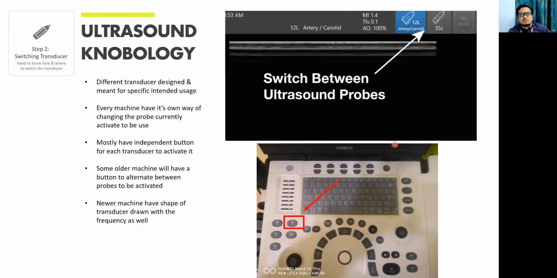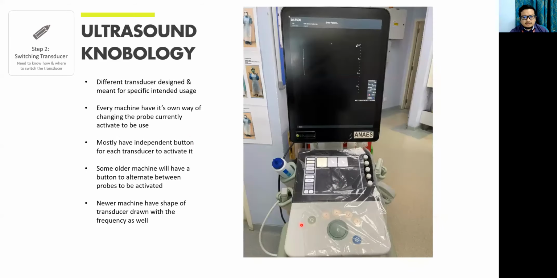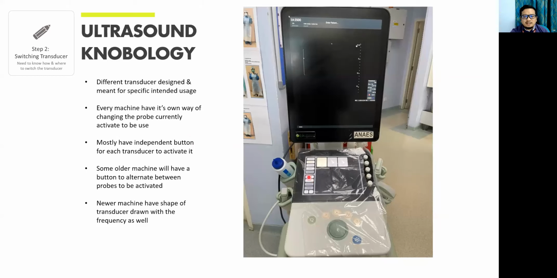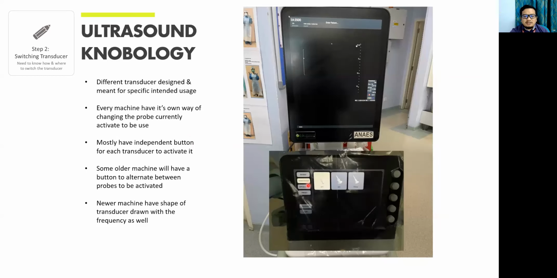So you have to know how to switch between the ultrasound probes. As in the GE Venue, you can look at the top right of the screen. They show here the different types of transducer probes, and every machine has its own way of changing the probe currently activated for use. Mostly they have an independent button for each transducer to activate it. Some machines will have a button to alternate between probes to be activated. Okay, it's like this. So for BK ultrasound, you press on the panel down here, and then you can choose the transducer by clicking on the transducer, and then you choose which transducer probe you want.